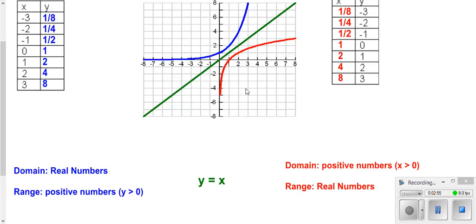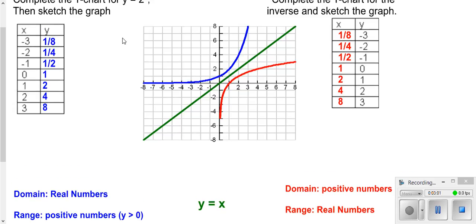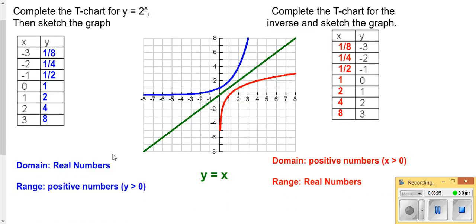Now, looking at this here, for the blue, our domain is all real numbers. We could put anything we wanted in there. We can put in any number here because we're not dividing by variables. We're not having a variable inside of a root. But when you look at what you get out, you only get out positive numbers, those that are above the axis. You can never put anything in here and get out a negative because it's a positive 2 to some power.